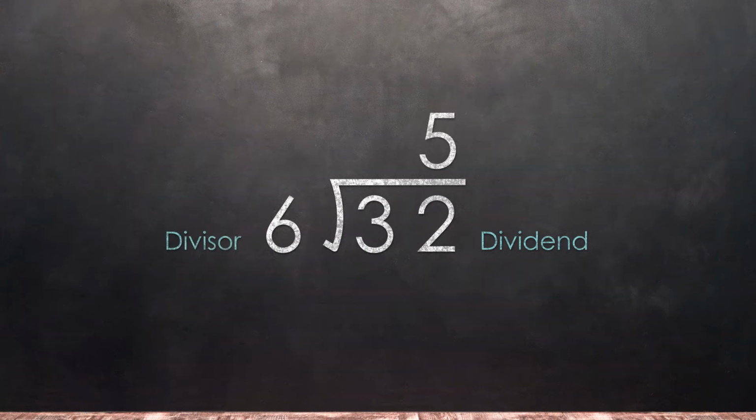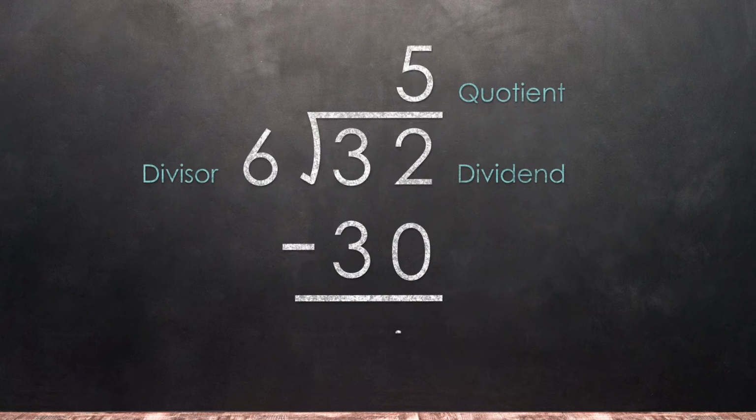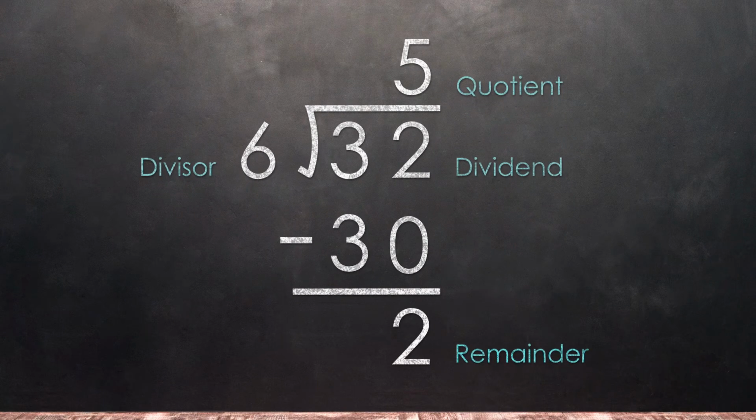The answer to a division problem is called a quotient. This will be placed on top of the line. If the divisor does not divide the dividend evenly, we end up with a remainder. This is calculated throughout the long division process.